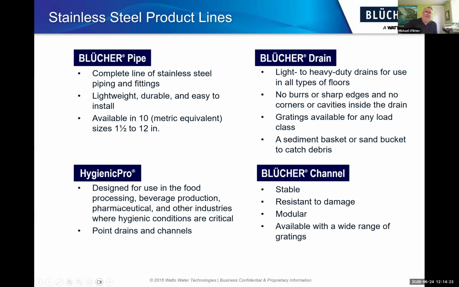So breaking down the product lines, BLÜCHER pipe, it's drainage pipe and a full line of fittings designed specifically for that, for gravity, for vacuum. But it's not meant to be a pressure pipe, so it's not a process pipe. Strictly for drainage. The fitting patterns are drainage related as opposed to process.